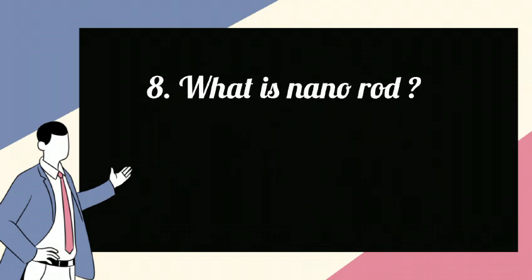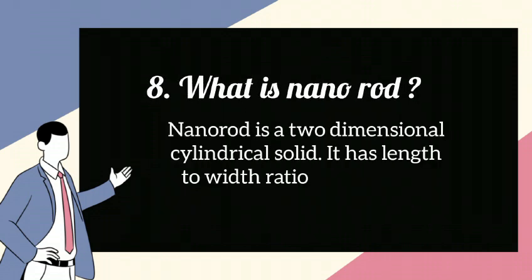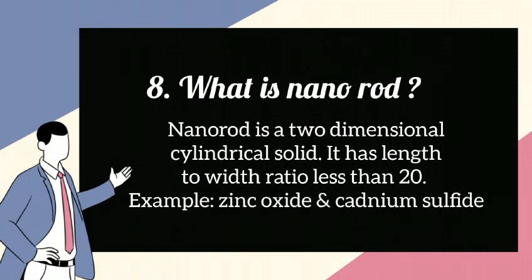What is nanorod? Nanorod is a two-dimensional cylindrical solid. It has a length to width ratio less than 20. Examples: zinc oxide and cadmium sulfide.